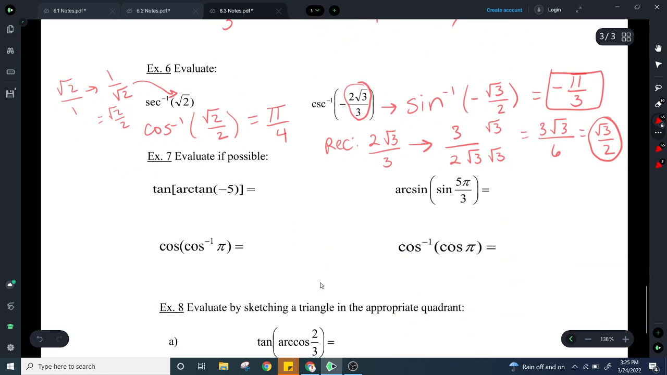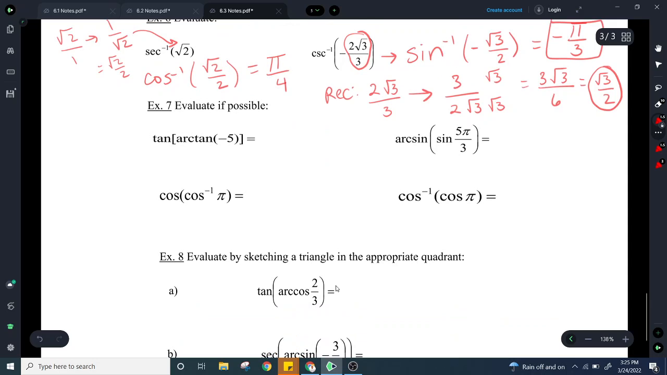Okay, let's see. Evaluate each of these if possible. So let's try the first one. It says tangent of arc tan of negative 5. Well, this is kind of like we talked about earlier. These will undo each other, right? Tangent of arc tan is going to undo each other and just leave us with negative 5.